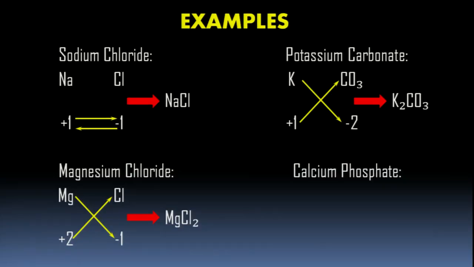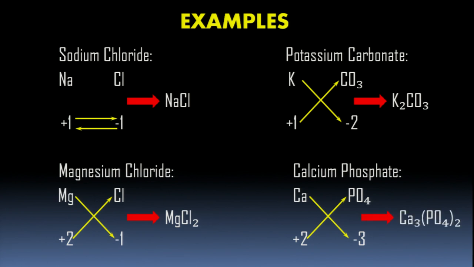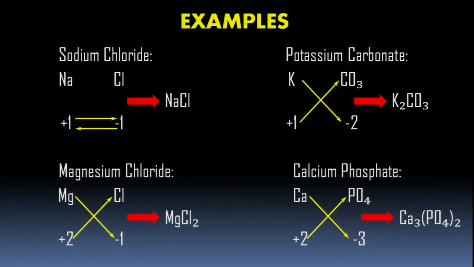Calcium phosphate. Calcium valency plus 2. Phosphate, you remember, PO4, is 3 minus. Now the swapping is there. See here, calcium. Guess what will be the formula? Ca3(PO4)2. Why whole twice, children? Because this 2 is for PO4 as a whole, so we put a bracket. Like in the previous case, CO3, since it is 1, we need not put any bracket. But for PO4, 2 is for the full PO4, so we are putting a bracket.